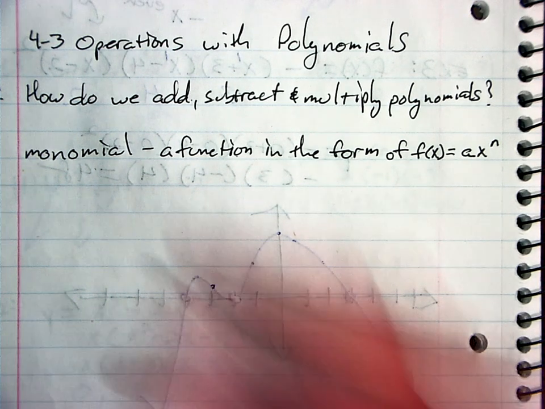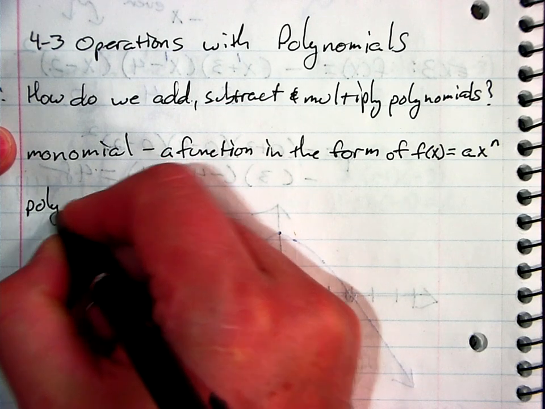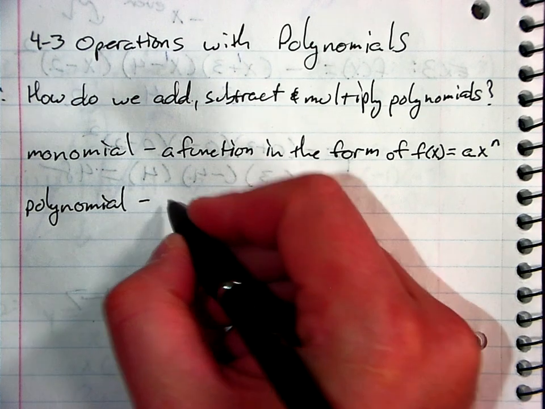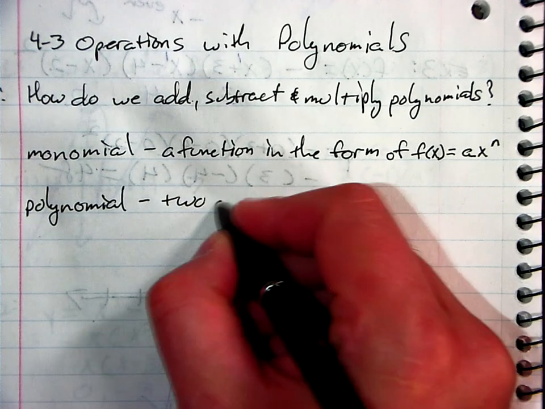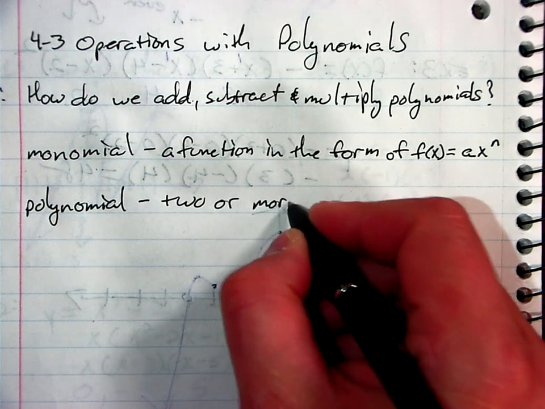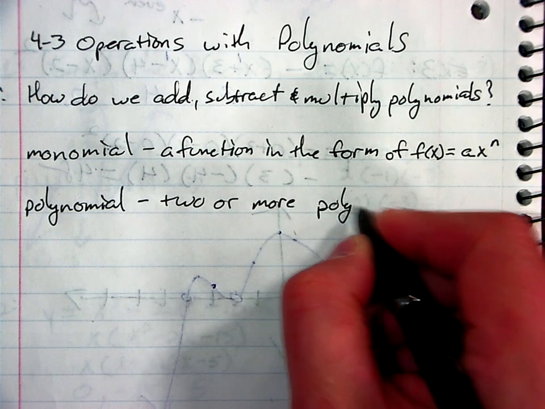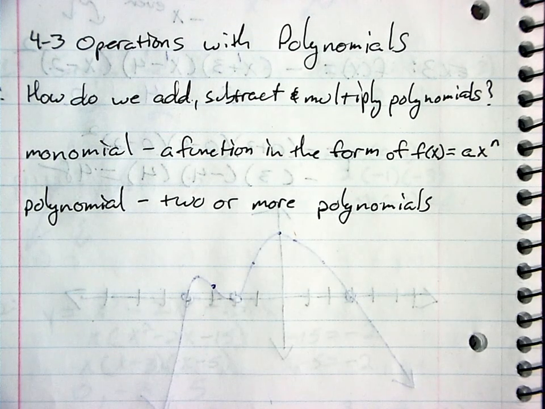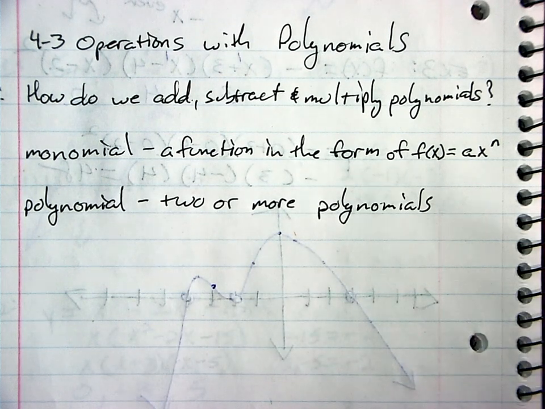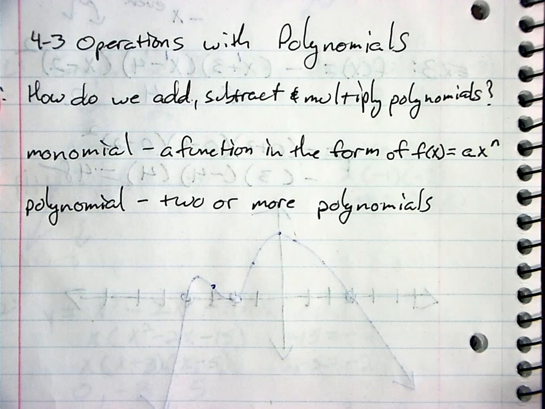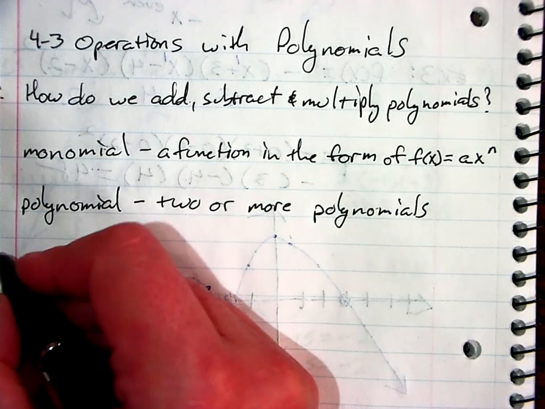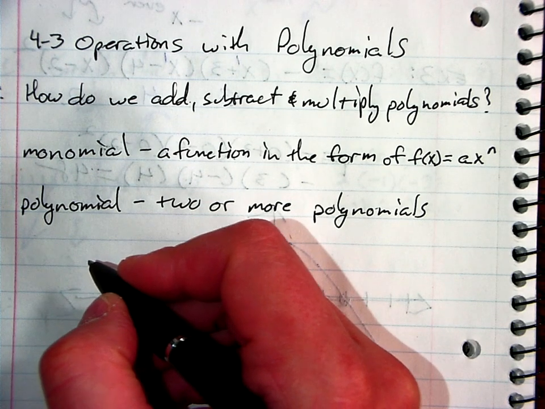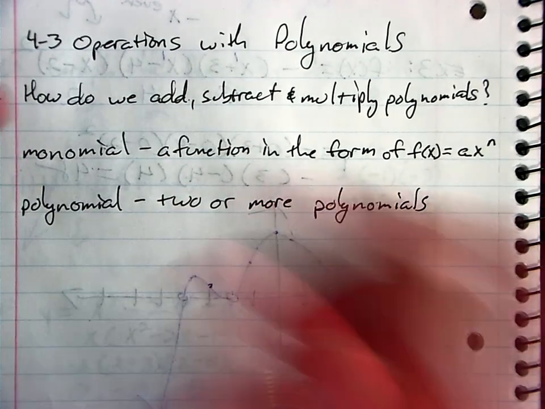Alright, so that's a monomial. A polynomial. Poly means many. Two or more monomials. That's when they're just separated by plus or minus. You're exactly correct. Alright. Trinomial is a polynomial. It's just classifying it more.